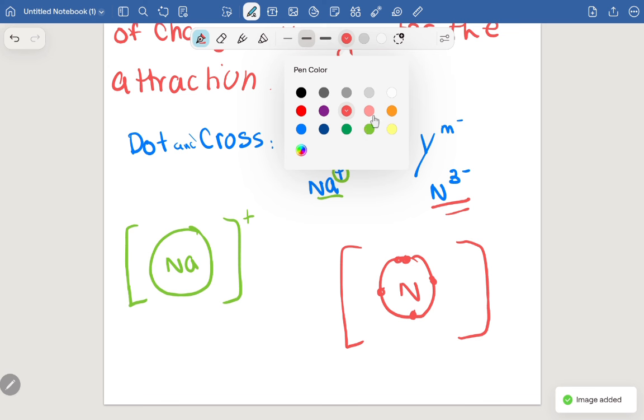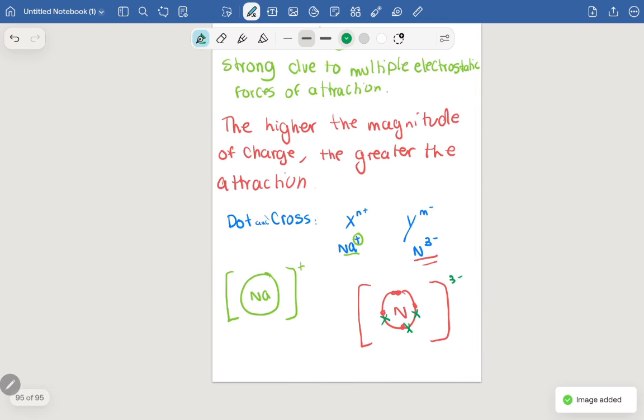And then we show that it gained electrons. How many electrons does it gain? It gains 3 electrons. So 1, 2, and 3. Of course, they must be represented in a different form. They can be a different color. They can be a different shape. For example, dot and cross, right? As long as it's different from the electrons of nitrogen. And then we put the charge on top. So it's going to be N3-.